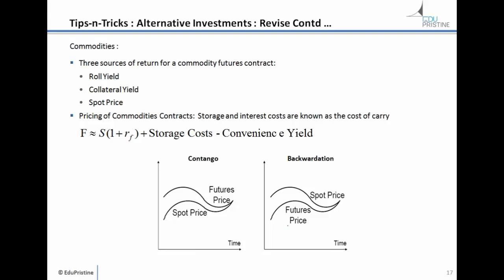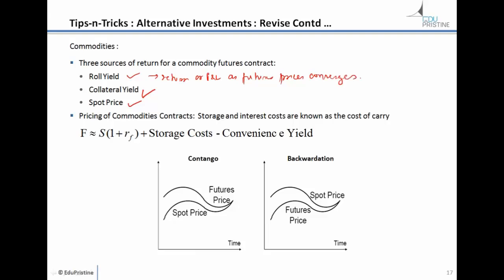Now there are three sources of return on a commodity futures contract. The first source of return is the roll yield. The second source of return is the collateral yield, and the third source of return is the change in the spot price. Basically, roll yield, if I were to define it, is the return or the P&L, the profit or loss, which I am making as the futures price converges to the spot price.